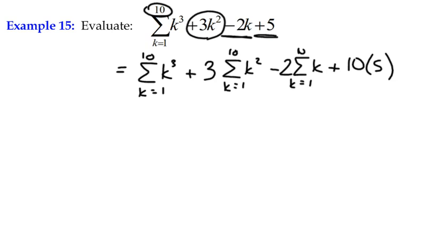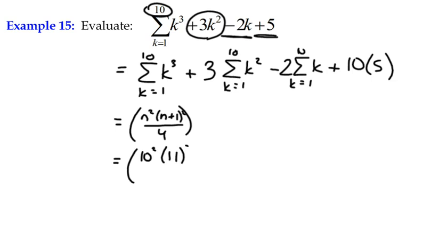So we've got 3 formulas to bring in here. The first one is the formula for k cubed, which, if you look back at the list, is n squared times n plus 1 squared over 4. I remember that because it's actually just the square of the formula for sigma k. So that part there is when n is 10, so this element's going to be 10 squared times 11 squared over 4, plus I've got 3 lots of the formula for k squared.